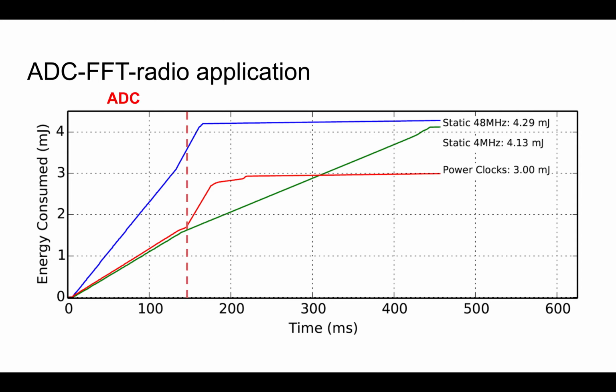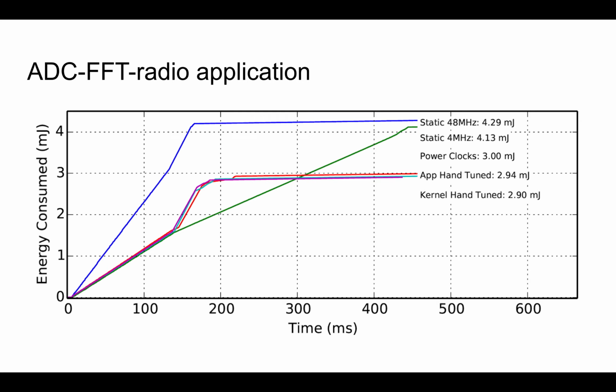It uses the 4 MHz clock for taking ADC samples, switches to a fast 40 MHz clock for calculating the FFT, then uses both a 4 MHz and 113 kHz clock for the radio. Overall, Power Clocks consumes 27% less energy than the best static clock choice and is within 4% of the optimal kernel hand-tuned policy.